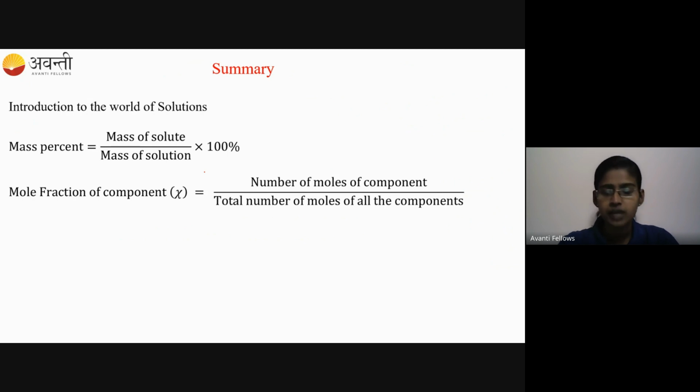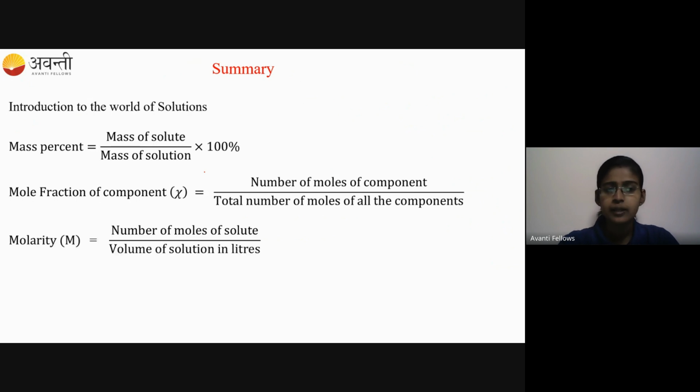And the third formula that we have discussed in the beginning of today's session is molarity. Molarity is denoted by the letter capital M. It is equal to the number of moles of solute divided by volume of solution in liters.